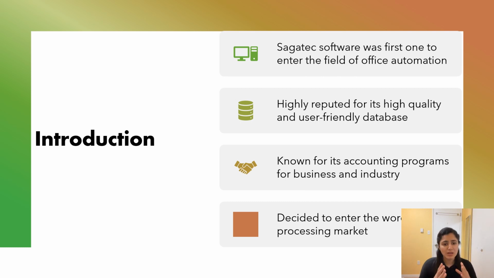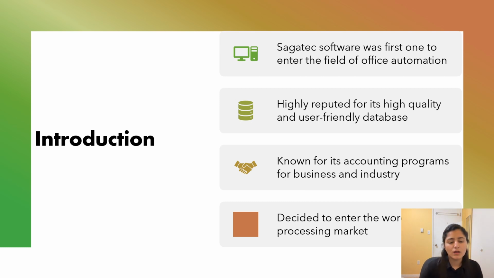So the programs made by this software development company were used by various businesses and industries. Then there was a time when the company decided to enter into the word processing market. So what is word processing? It is when we give input to a word processor and then we get an output through an output machine.